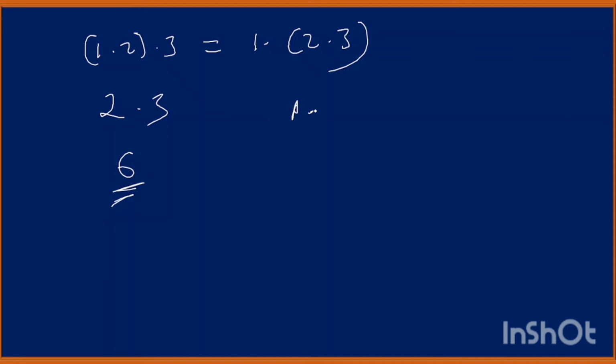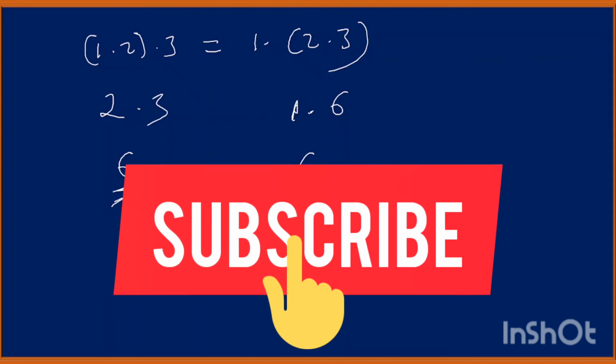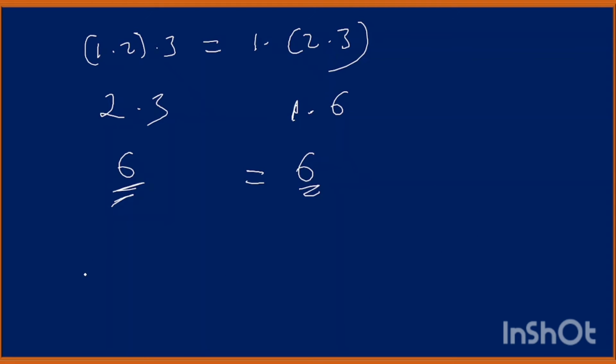We keep the 1 first and then we multiply what is inside the bracket. 2 multiplied by 3 will give me what? 6. And then 1 multiplied by 6 will give me 6 also. So this is equal. So we conclude that what? That multiplication is associative.